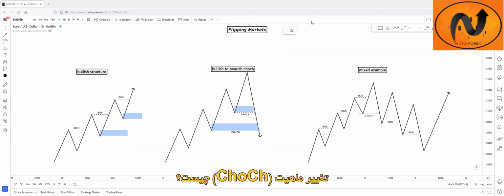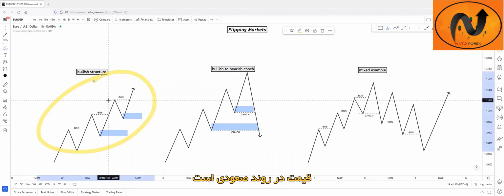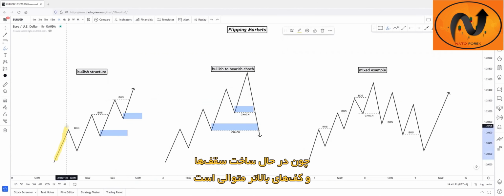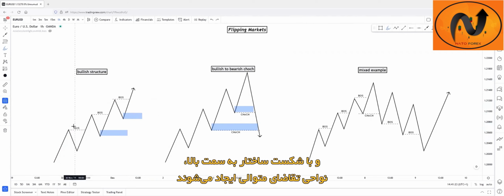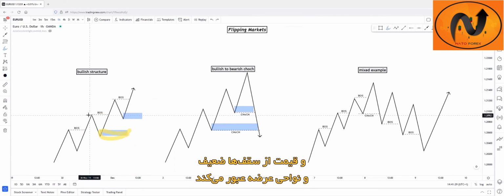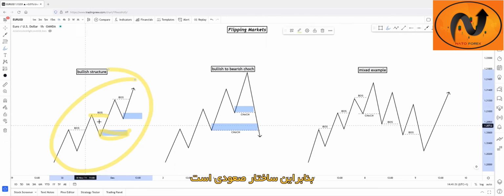What is a change of character? When the market structure changes to bullish from bearish, or changes to bearish from bullish. So basically, it's the change in the overall trend. As you can see in the first example here, we can see a bullish structure because price is creating a series of higher highs and higher lows, breaking structures to the upside, creating demand zones over and over again, breaking through weak highs, breaking through supply zones.